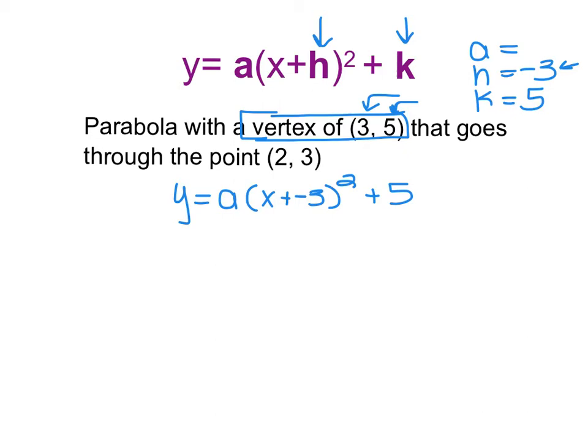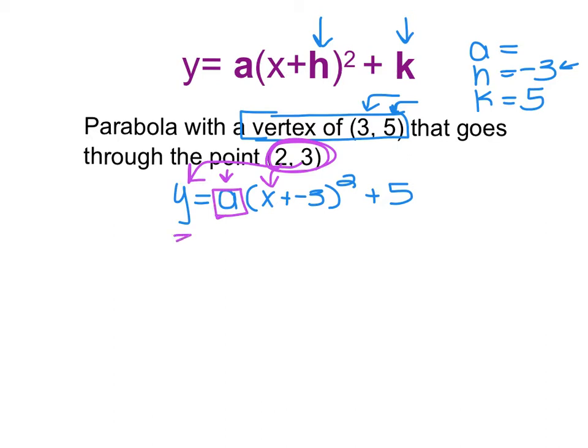Now this last step: since we only have one missing value that we need to find, we can take this point and find the A value that makes that point work for X and for Y. So at this point, we're going to temporarily fill in X and Y with this point because this point has to work in this equation. We're going to substitute 2 in for X, and 3 in for Y, just temporarily, so that we can find our A value, because we need this point to work with our A value.